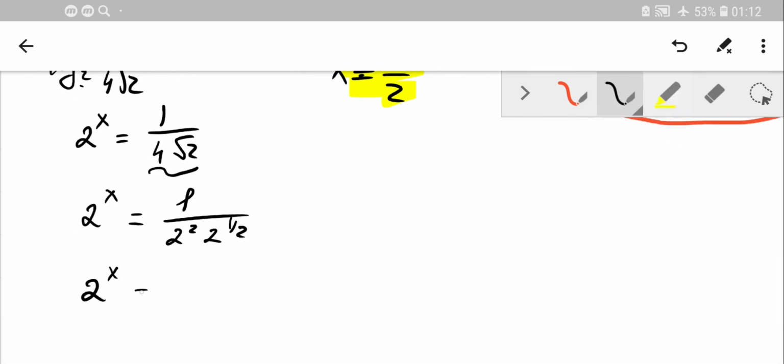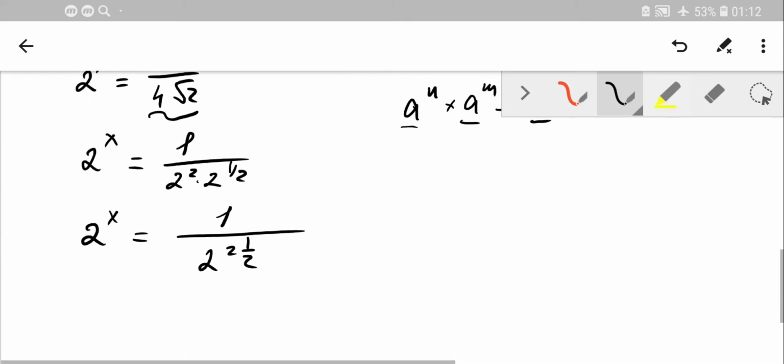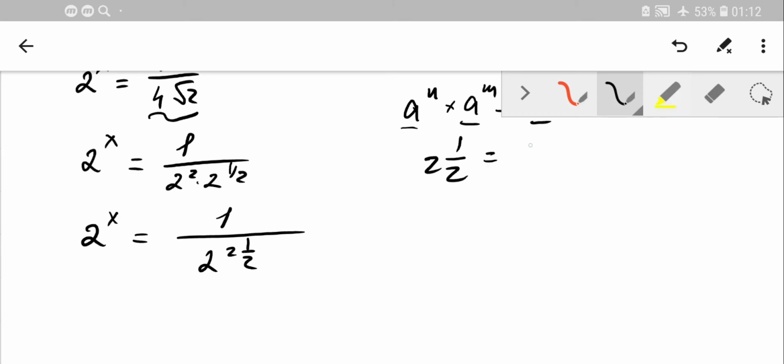What we're going to do next, because we are multiplying them, just remember the property a to the power of n multiplied by a to the power of m. What we need to do is leave a as the base because they are the same, and add the powers. So we'll get simply 2 to the power 2 plus 1 over 2. 2 and 1 over 2, or you can even say that 2 and 1 over 2 is 5 over 2 as an improper fraction.